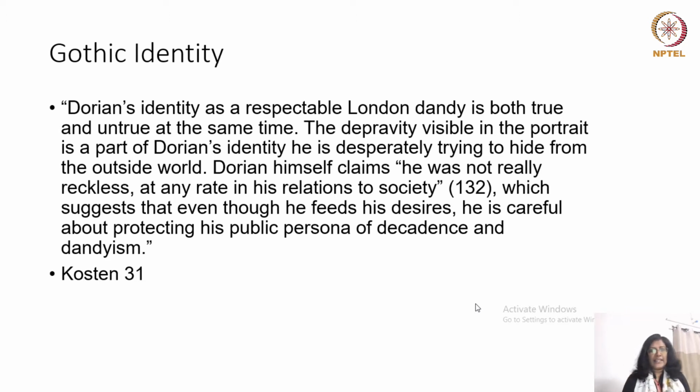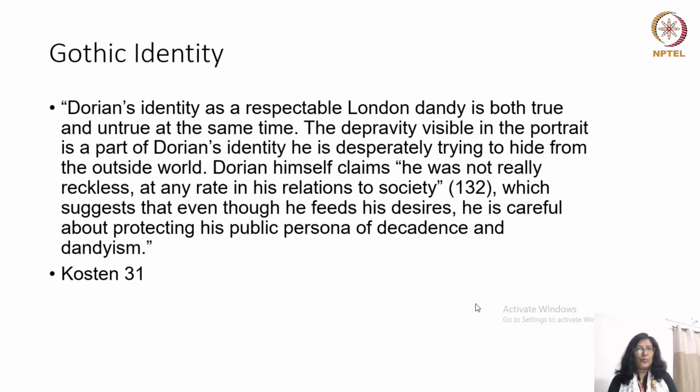Dorian has multiple identities. On the one hand, he is a fashionable London dandy. He participates in the artistic world of high class society. He appears as very handsome and sophisticated on the one hand. On the other, we know that he is indulging in a lot of his dark desires. He is selfish, he's greedy, and he is manipulative. What we also understand is that he is trying to hide his identity, which is about decadence and dandyism.